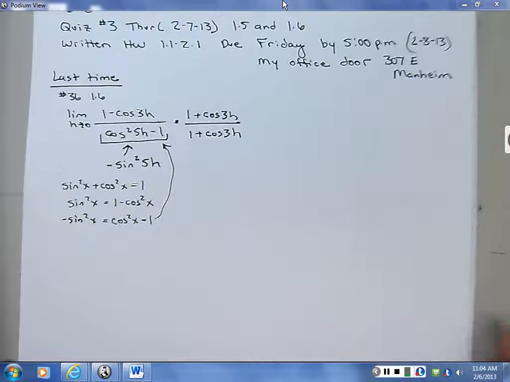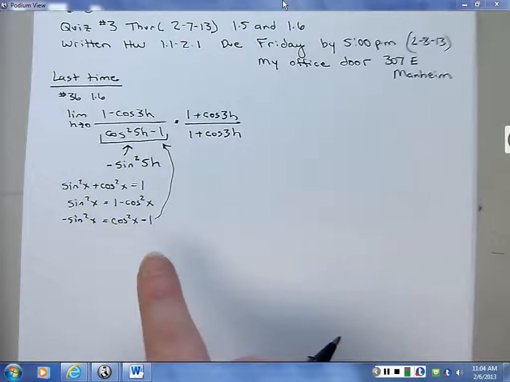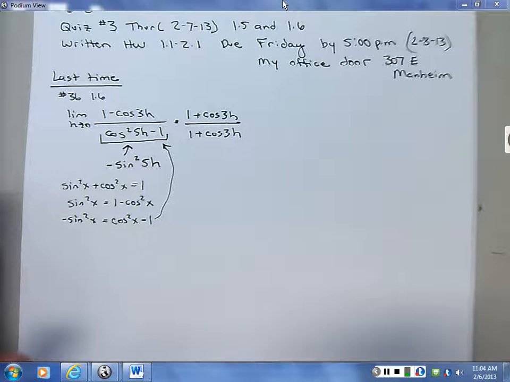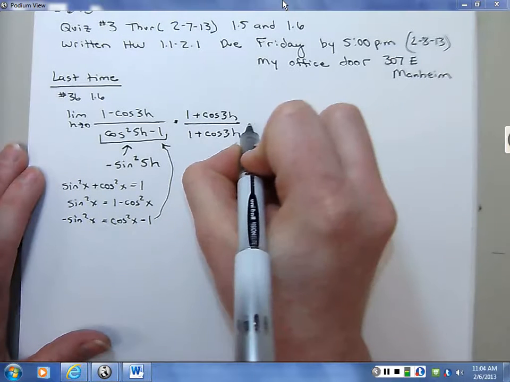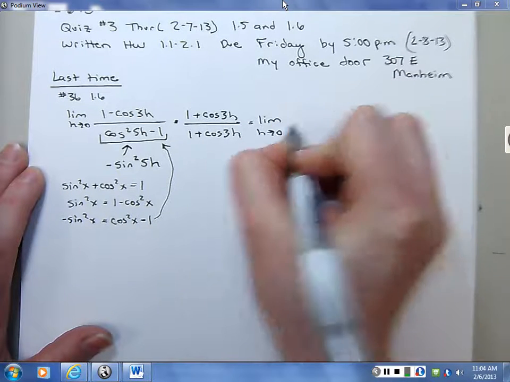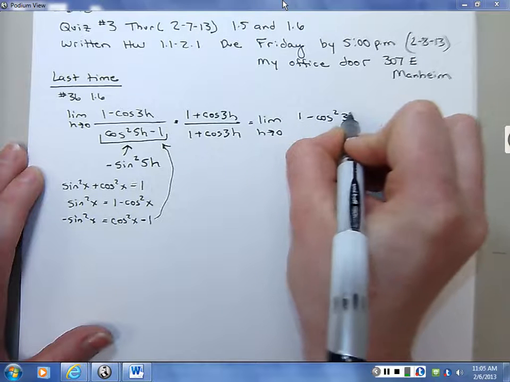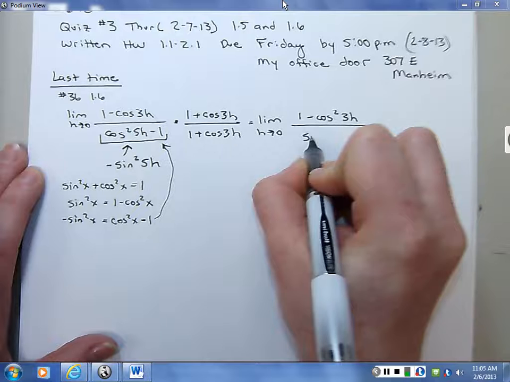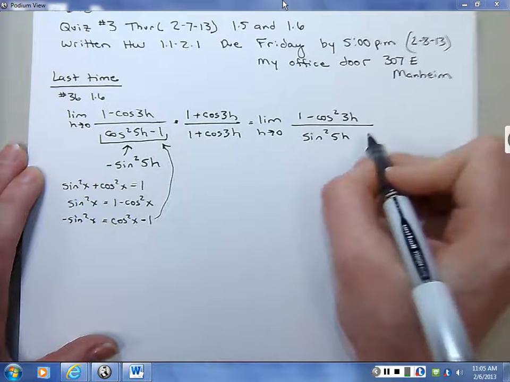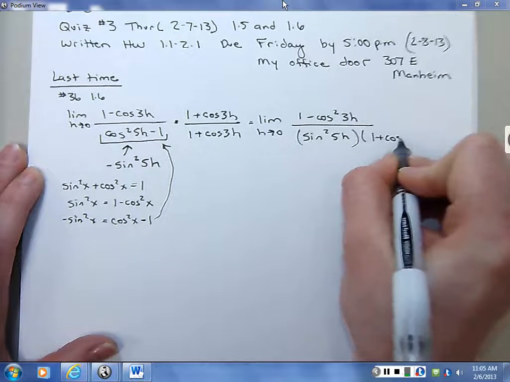Does everyone at least believe that to be true? Maybe not ever come up with that on your own, but could say, okay, these two things are equivalent, so I can replace it with a different representation. I'm just manipulating that identity to get it into something that I can evaluate, because what I did before wasn't getting me anywhere. So when I do this multiplication, I have the limit as h goes to 0. I have 1 minus cosine squared of 3h over sine squared of 5h times the quantity 1 plus cosine of 3h.